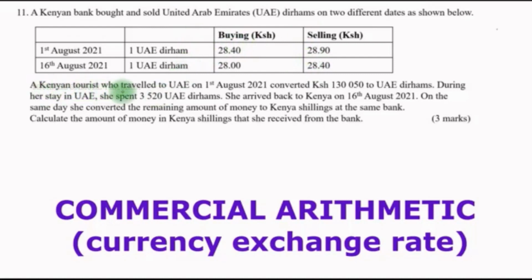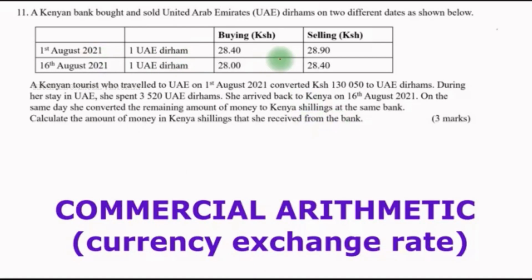Then a Kenyan tourist who traveled to UAE on 1st August 2021 converted 130,050 Kenyan shillings to UAE dirhams. During a stay in UAE, she spent 3,520 UAE dirhams. She arrived back in Kenya on 16 August 2021. On the same day, she converted the remaining amount of money to Kenyan shillings at the same bank. Calculate the amount of money in Kenyan shillings that she received from the bank.